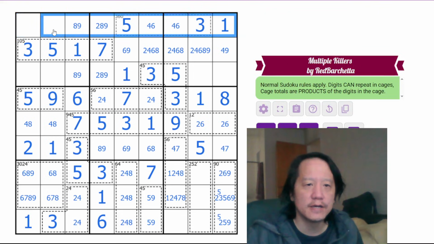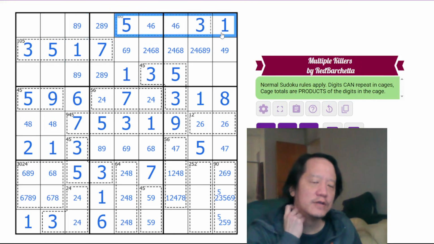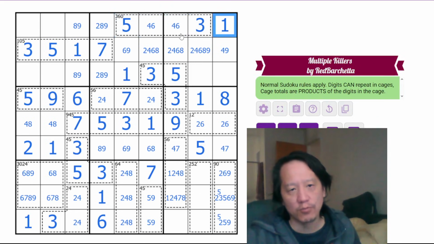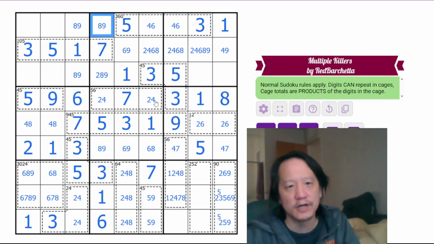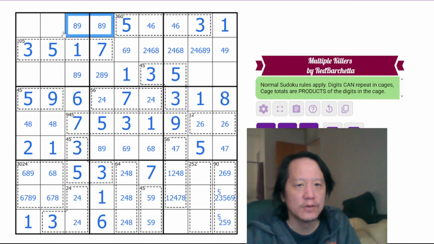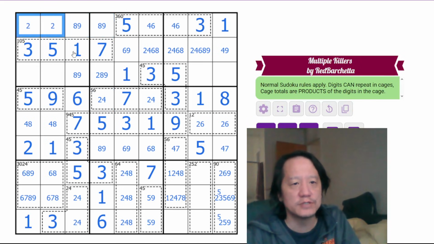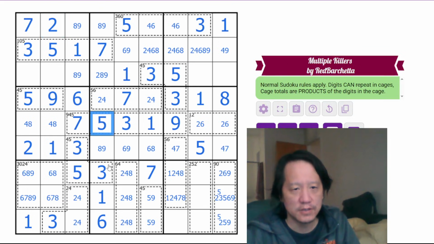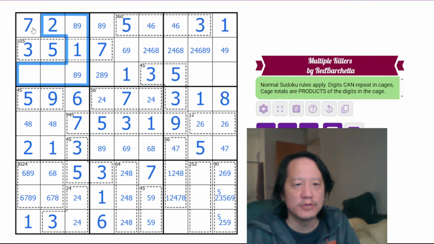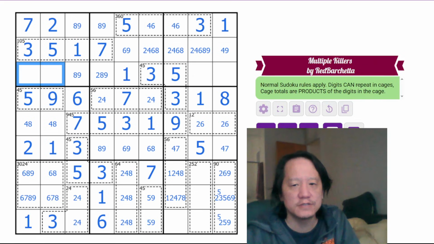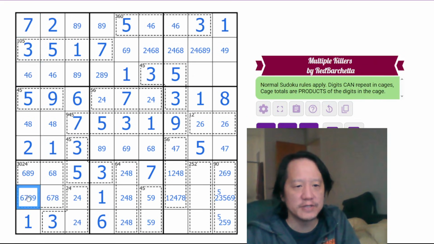Where can 8, 9 be in row 1? They can't be here because of the 8, 9 pair in the box, and they can't be here because of the way that the cage works out and where 1 has to be. So this has to be 8 or 9 here. That leaves the remaining digits as 2 and 7 in row 1. This can't be 2 because of the 2 in the column, so this is 7, which makes this 2. Remaining digits in this upper left-hand box are 4 and 6. This 7 eliminates 7 here.